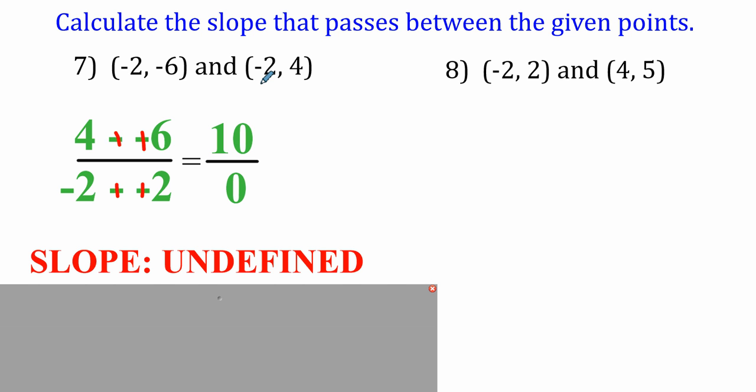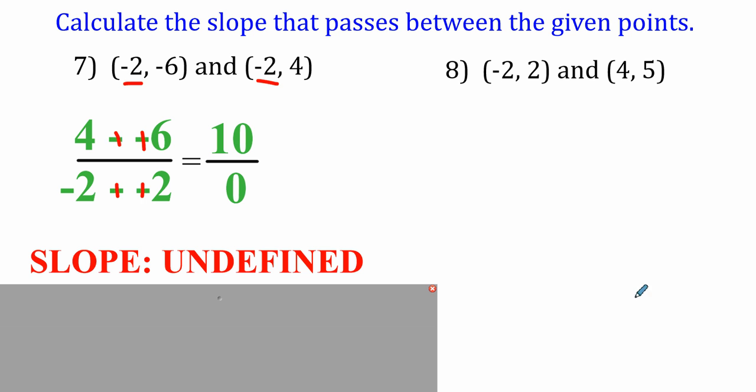Perhaps you noticed that without doing the calculations, that since the inputs were the same, that would have to make it a vertical line, and you know vertical lines have undefined slopes as well. So if you wrote that as your explanation as opposed to doing the calculations, that would still be a correct answer.